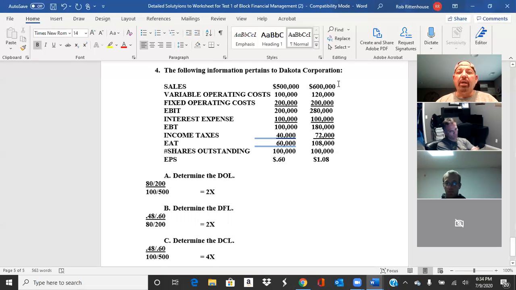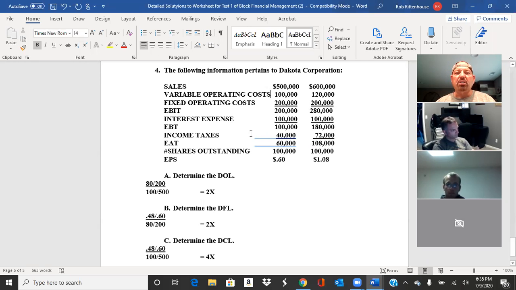Okay. So now we have 600 minus 120 in total variable costs, minus 200 in fixed costs, giving us earnings before interest and taxes of $280,000. Now, interest expense is also not a variable cost, doesn't just automatically go up because our sales go up. So we're going to assume that stays the same at $100,000. So when we subtract that from earnings before interest and taxes, that gives us earnings before taxes of $180,000.